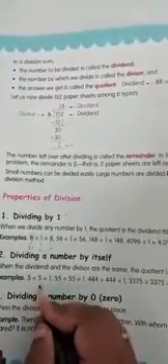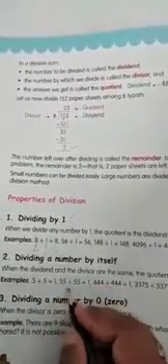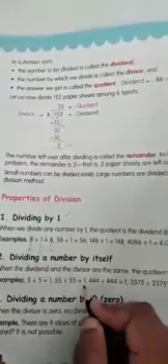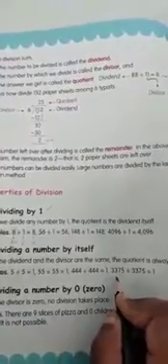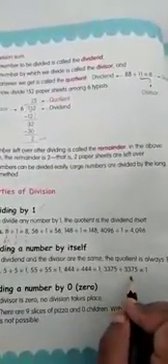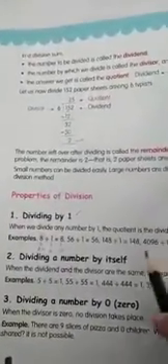5 divided by 5 equals 1. 55 divided by 55 equals 1. 444 divided by 444 equals 1. 3375 divided by 3375, our quotient is always 1. So this is the second property.